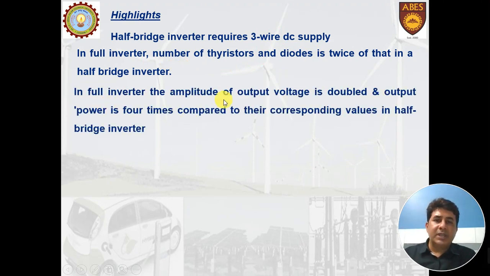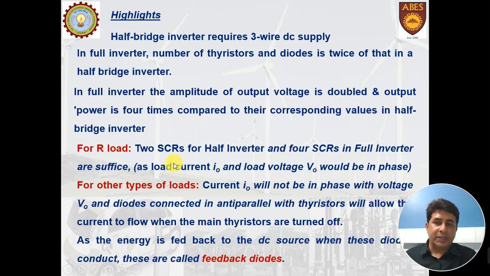In a full bridge inverter, the amplitude of output voltage is doubled and output power is 4 times compared to the half bridge inverter. So if you are using double the devices in the full bridge inverter, that is not a disadvantage, because you are getting the output voltage as doubled and the output power as 4 times.